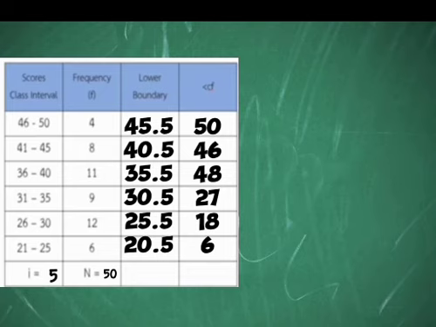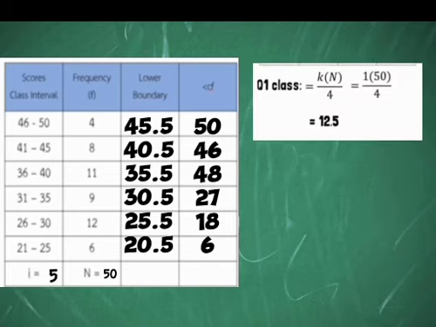After we complete our table, we will now compute for the Q sub k class, which is equal to k times n divided by 4, where k is equal to 1 since we are looking for the value of the lower quartile, and n is equal to 50. Substituting the numbers, it will give us Q sub 1 class is equal to 1 times 50 divided by 4, and that is equal to 12.5.